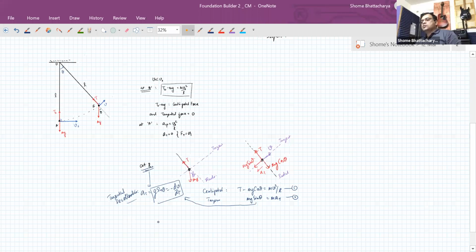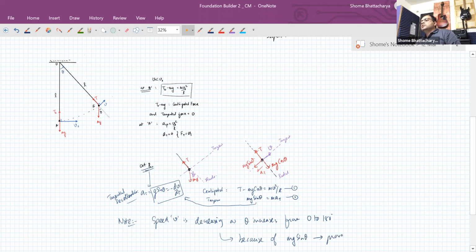So the speed v is decreasing as theta increases from 0 to 180 degrees by the time it reaches the top. So the speed is decreasing because of mg sin theta. It provides a tangential deceleration. That is the important thing.